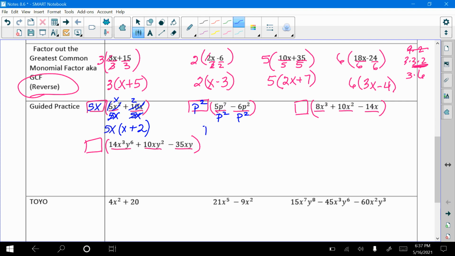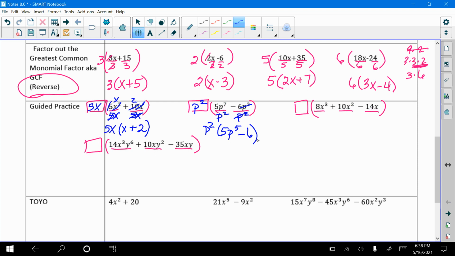So now I'm going to be left with p squared. If I divide this, I end up with a 5. P to the 7th over p to the 2nd. Where do you have more? Top, by how many? 5. So p to the 5th. Minus, that 6 comes on down. And then p squared and p squared cancel. And I'm done.